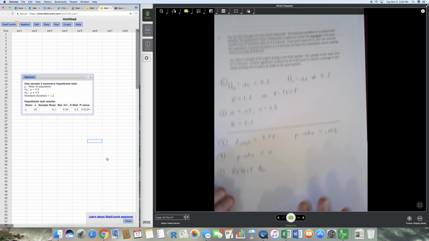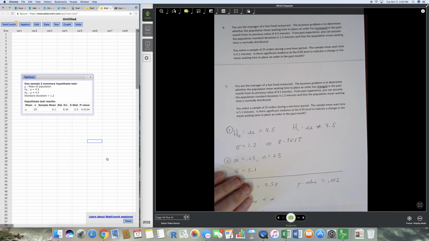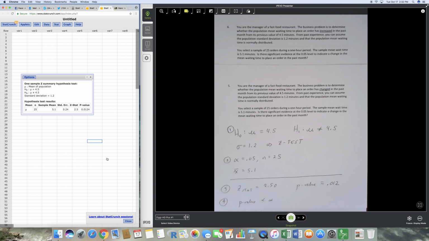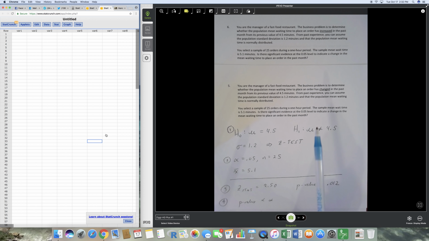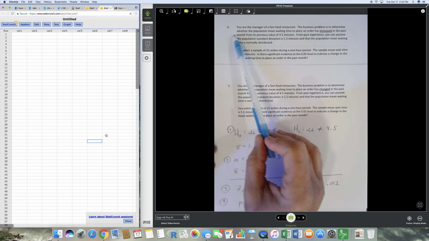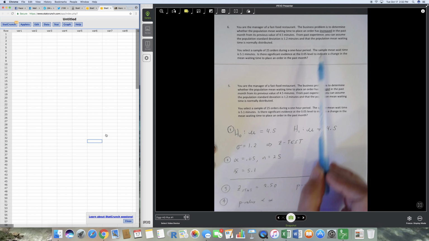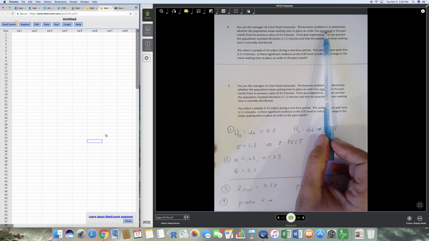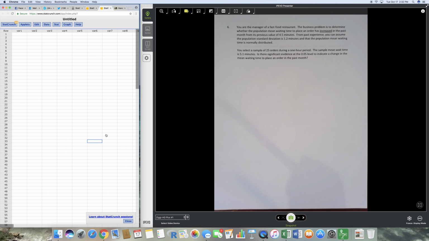Now I want you to compare the next problem. You're going to say, well, that's exactly the same. I've changed it just a little bit, because I want to show you how you can change one word and really change the complete dynamics of the problem. This time we have just a generic change, but when I go to problem number 6, everything else is the same, except we want to see if the waiting time to place an order has actually increased. That changes the dynamics of the problem, and it's going to change our p-value.